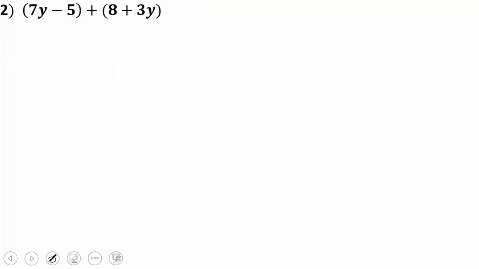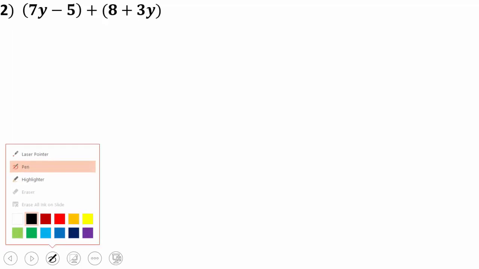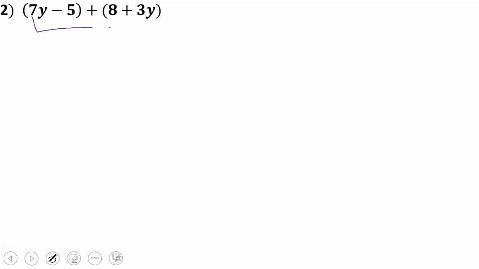Moving on to our next example, 7y minus 5 plus 8 plus 3y. And so to do it horizontally, you just combine like terms. I say, hey, I have a 7y and a 3y, that's 10y. And then I have a negative 5 and I have a positive 8, and that's plus 3.